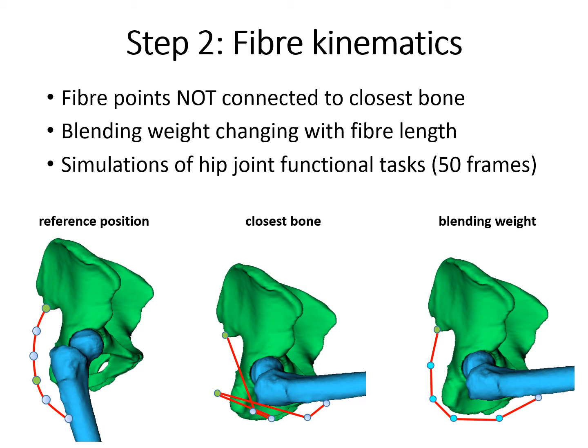The muscle kinematics was implemented without connecting the fiber points to their closest bone, as this could have led to some incorrect representation. We opted instead for a solution in which points are moved in space using a blending weight approach that takes into account the position of each point within the fiber length, so that points closer to a bone are influenced more by its movement, and points that are midway are under the influence of both attachment bones.